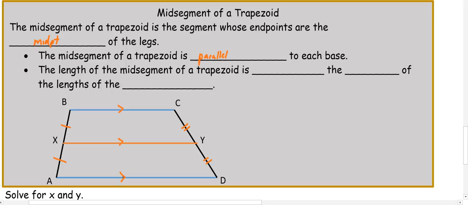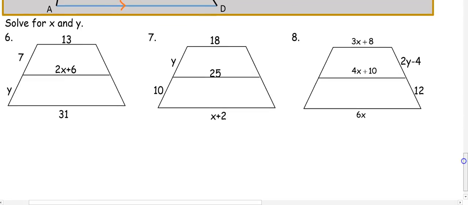The relationship between the length of the midsegment of a trapezoid is half the sum of the bases. So in order to find our midsegment, we're going to say that XY times 2 is equal to our base plus our base. So instead of cutting it in half and having to deal with a fraction, we're going to multiply our midsegment by 2 instead. So let's solve for x and y.